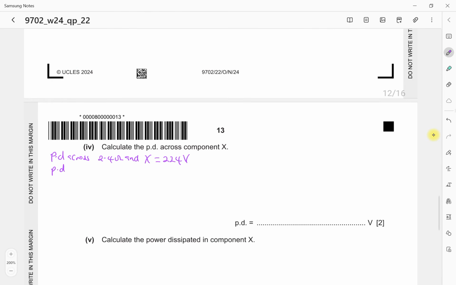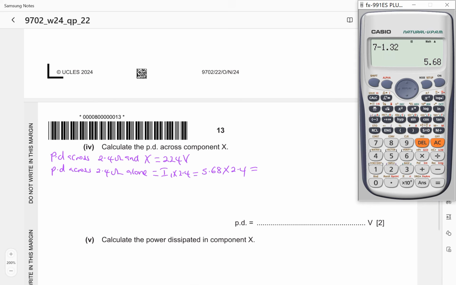And the PD across 2.4 ohms alone is going to be, of course, we know the current I1 times 2.4, where we got I1 as 5.68. So that PD is going to be 5.68 times 2.4. That is about 13.63 volts.